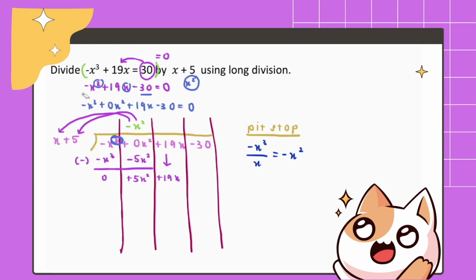Moving on to the next step, in order to eliminate x the power of 2, we have to divide it by x. Go to the pit stop and divide 5x the power of 2 with x, which will be 5x. Multiply 5x with x to get 5x the power of 2 and multiply 5x with 5 to get 25x.